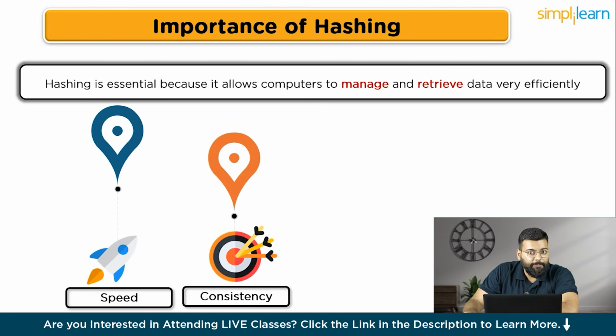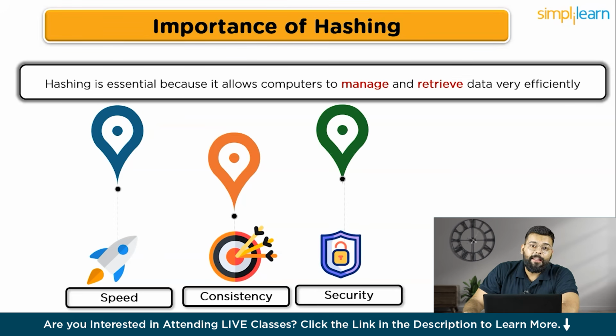Then comes consistency. Hashing ensures that data is always stored and retrieved in the same way, which helps in maintaining order and predictability in complex systems. Then comes security. In security applications, hashing is used to encode sensitive information like passwords. Once hashed, these passwords are not easy to reverse, which means even if someone gets access to the hashed password, they can't easily decode it to find out the original password.